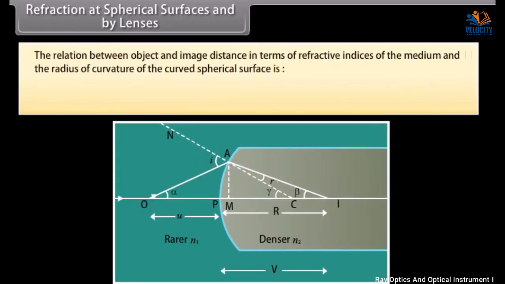The relation between object and image distance in terms of refractive indices of the medium and the radius of curvature of the curved spherical surface is N2/V - N1/U = (N2 - N1)/R.